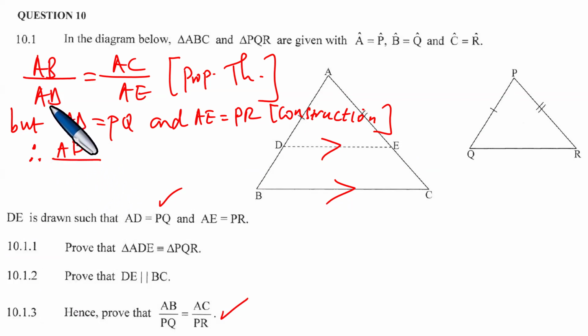Now the AD here, AD is PQ. So in the place of AD, you put PQ. Then you have AC. In the place of AE, you put PR. So we've been able to prove this one, that AB over PQ is equal to AC over PR. Next question.